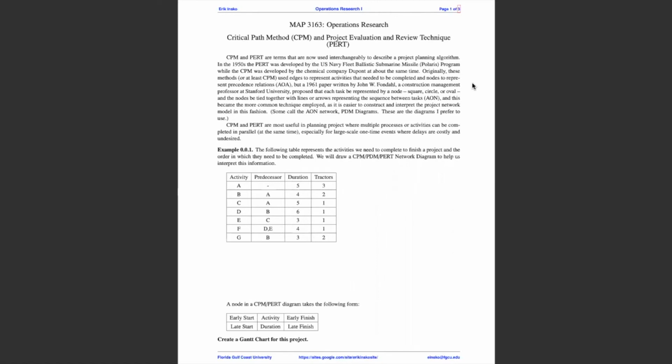Hello everyone, this is week 11 Monday and we are looking at the critical path method or CPM and the project evaluation and review technique or PERT. Both of those are part of project planning algorithms that were developed in the 50s and have improved since then. The algorithms are used in planning large-scale projects, in what order to execute the activities so the project can be completed within a minimum time frame and at a minimum cost.